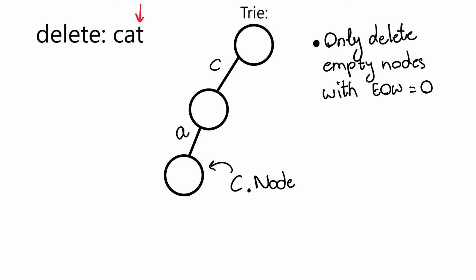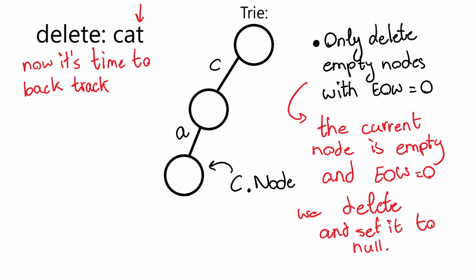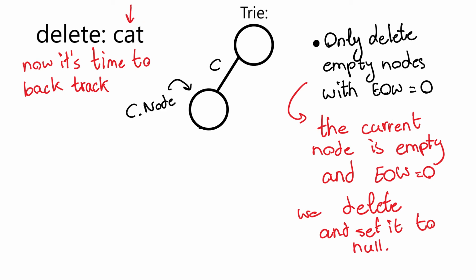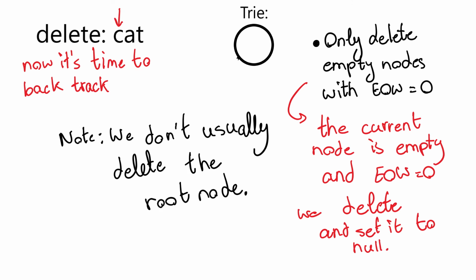Remember, only delete if a node is empty. Now going back, the A node is now empty, and it is not an EOW, so we delete. Same for C, thus we deleted a word from the trie. If EOW is set, we couldn't delete.